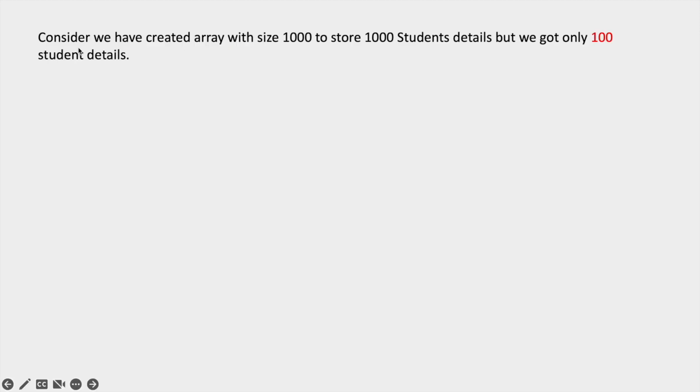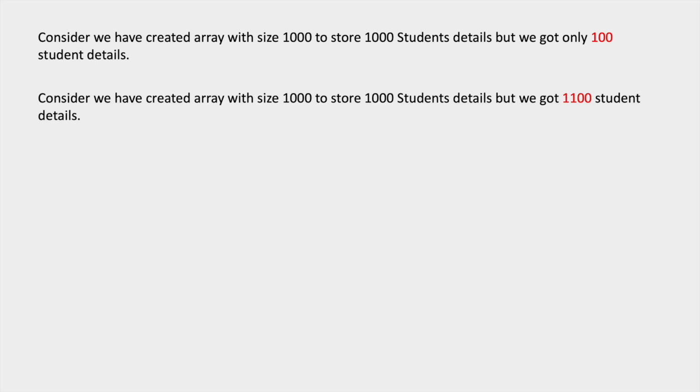Consider a scenario. We have created an array with size 1000 to store 1000 student details, but we get only 100 student details. So we are storing 100 student details only. The remaining 900 memory locations become wasted. Consider another scenario. We have created an array with size 1000 to store 1000 student details, but we get 1100 student details.